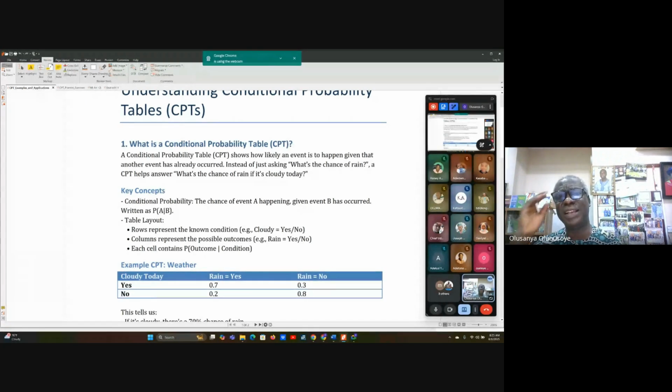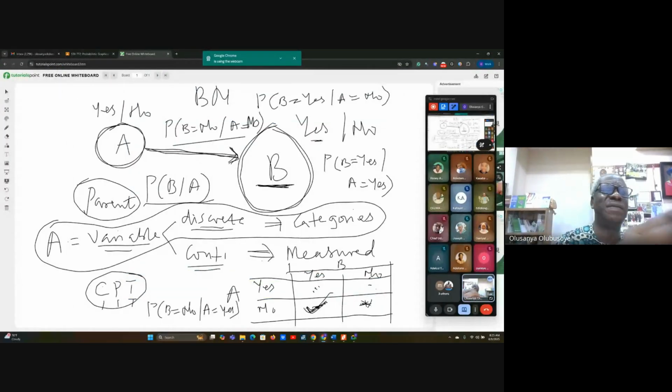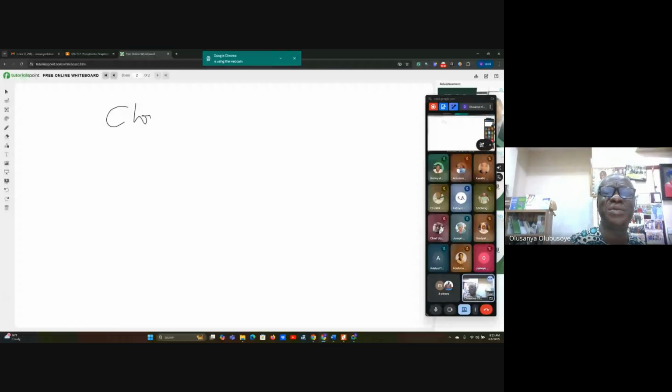So instead of just asking, for example, if we are looking at rain, we are looking at the cloud and the possibility of rain. So let's say we are looking at cloud, we are looking at rain.